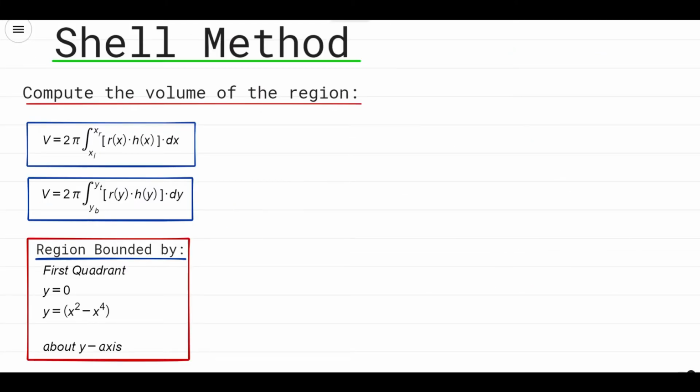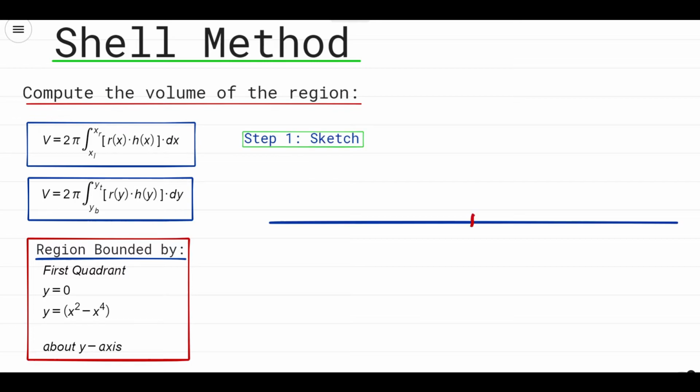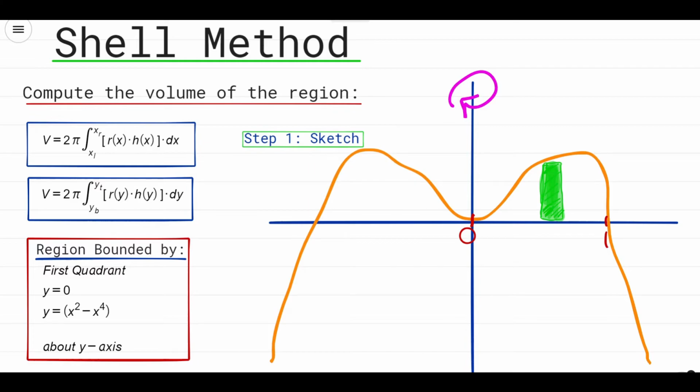So in this example, we're going to go over how to do the shell method, applying it to a region bounded by the first quadrant, y equals 0, and y equals x squared minus x to the 4th, revolved about the y-axis. So the first thing we're going to do is sketch this out. When we sketch it out, it looks something like this. We have a line of x squared minus x to the 4th, looks like that.